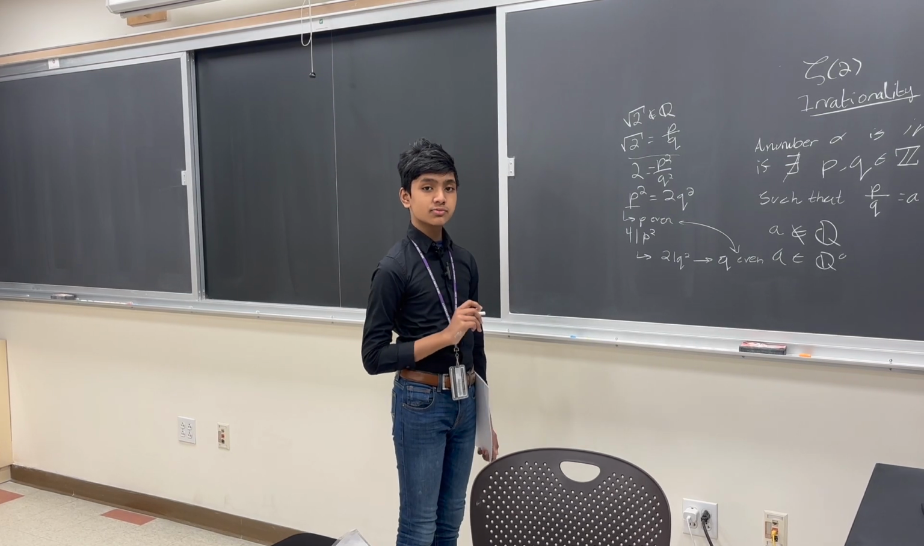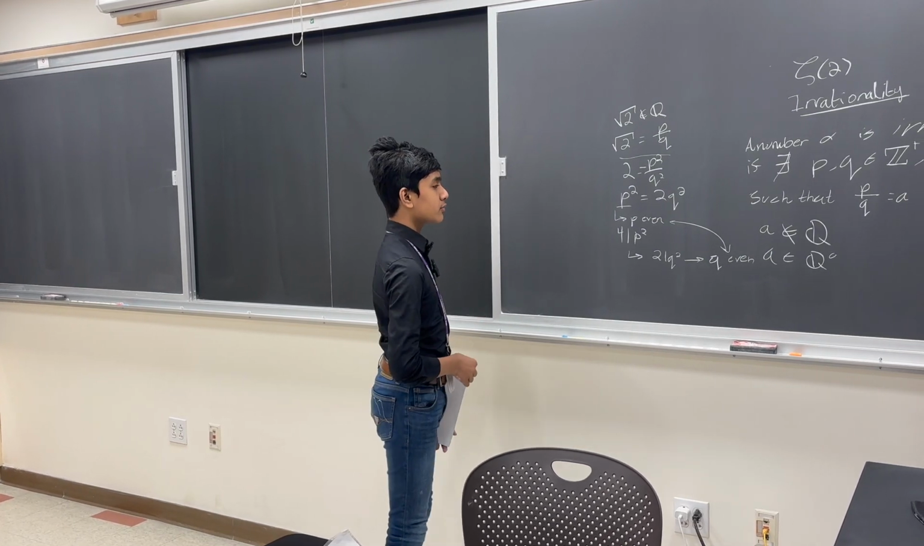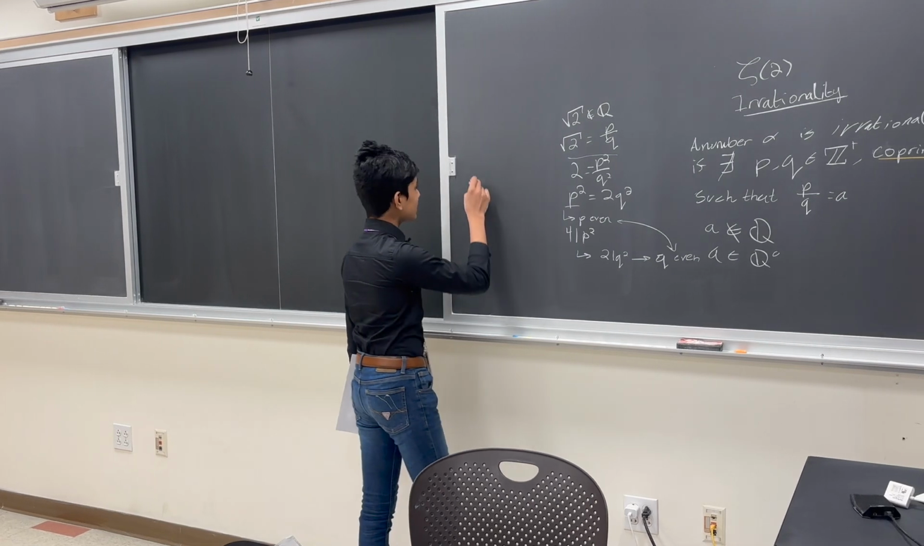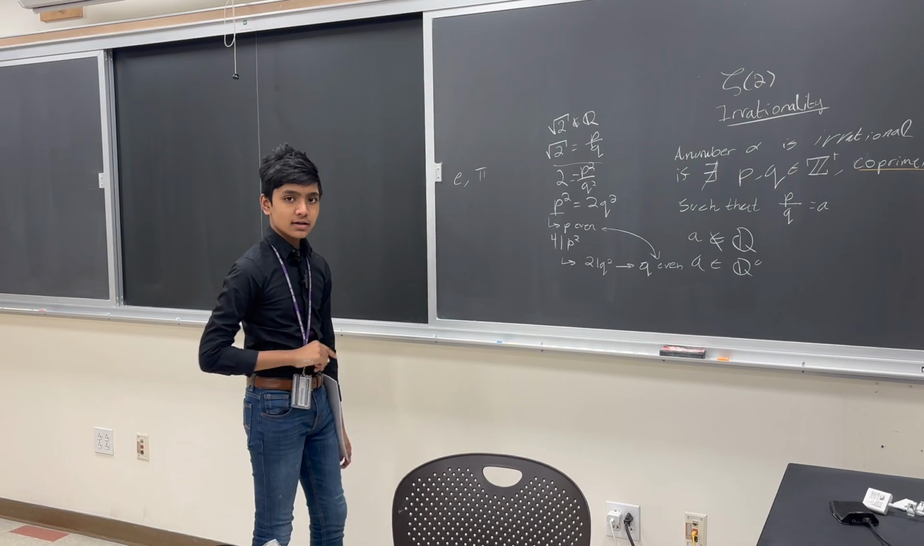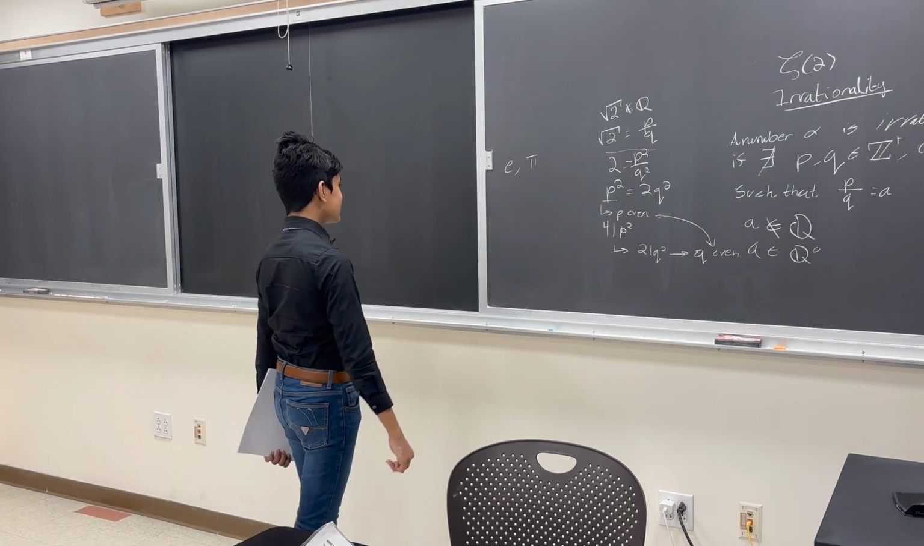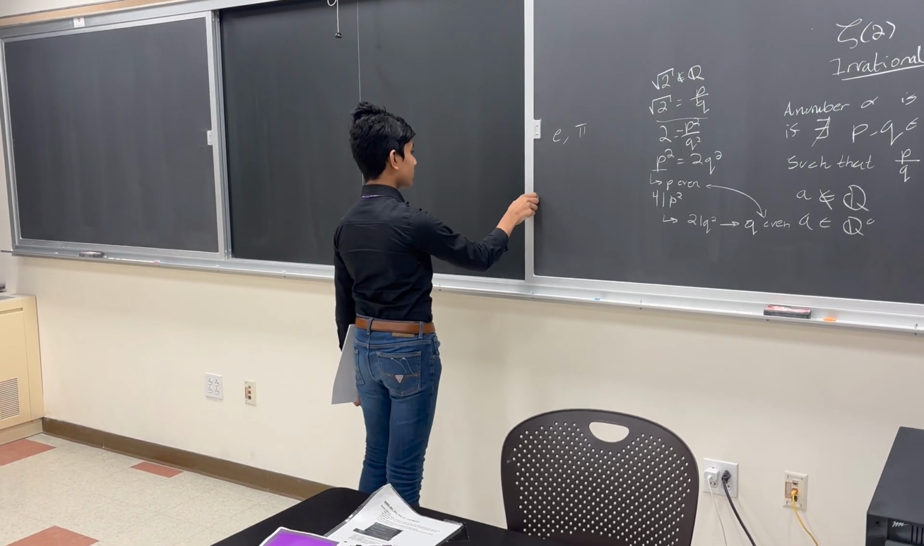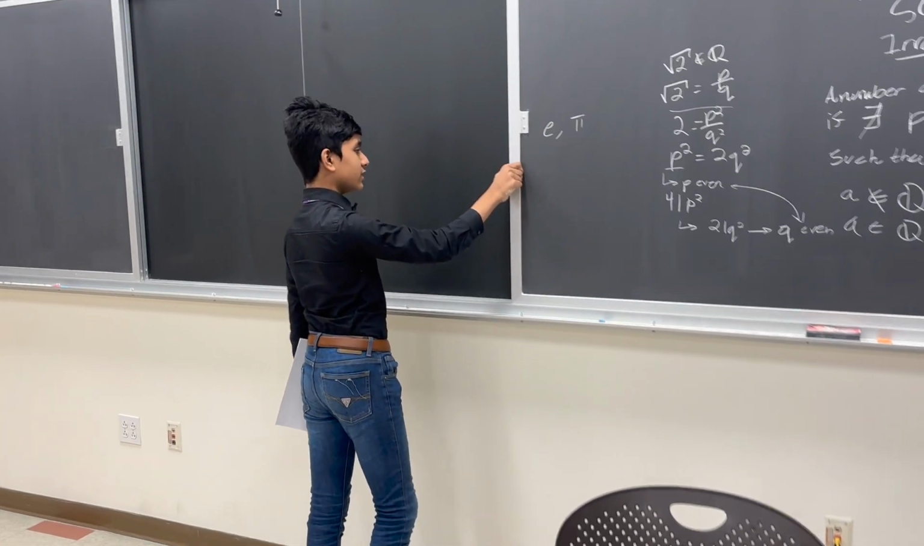So now we've proven this thing very, very simply. But sometimes this proof just doesn't cut it. Like, for example, with something like e or pi. How are you supposed to do this? Well, what we can do instead is use something called Liouville's criterion.